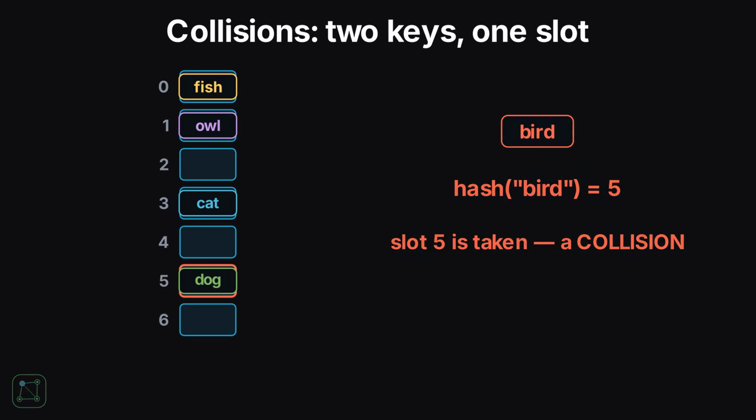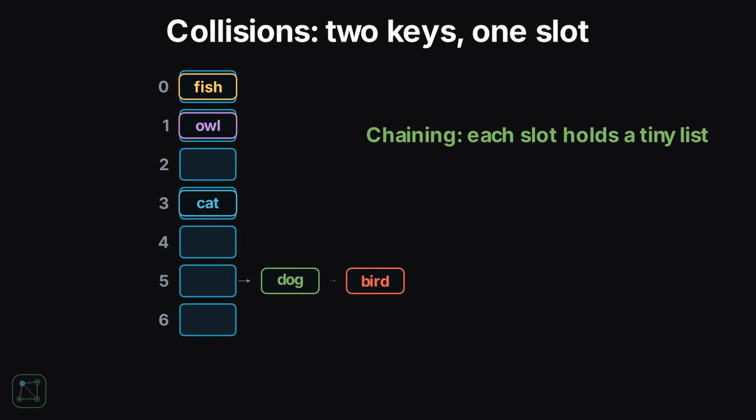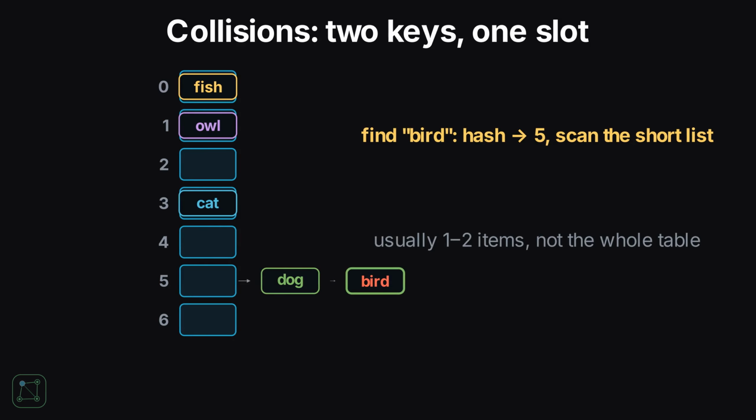The classic fix is chaining. Each slot doesn't hold a single item, it holds a tiny list. When bird collides with dog at slot 5, we just add bird to that slot's little list. The slot becomes a small bucket of everything that hashed there. Lookup still works the same way. Hash the key to find the slot, then scan just that one short list, usually 1 or 2 items, not the whole table. As long as the lists stay tiny, lookups stay effectively instant.